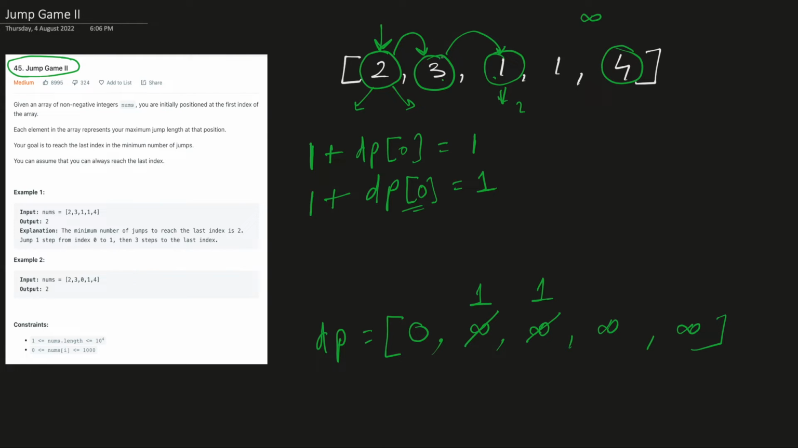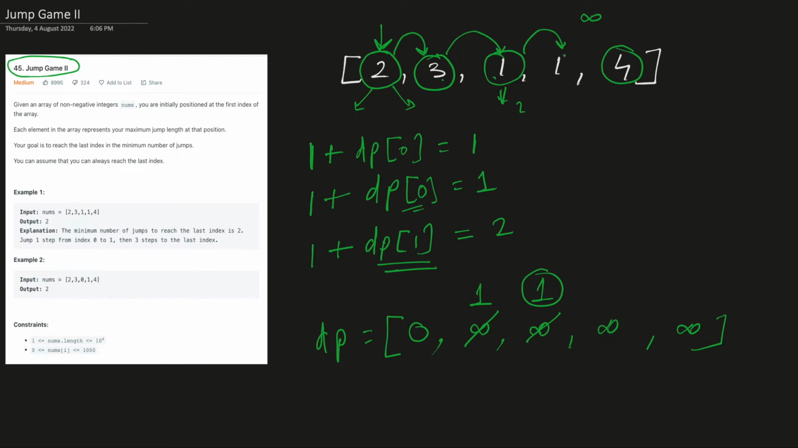Now let's calculate for 3 also. How many jumps are required to reach 1 from 3? That will be 1 plus dp of 1, the minimum number of steps that are required to reach 3. So what is that? That is 1. 1 plus 1 is 2. But we have already stored the minimum, and 2 is greater than 1. So we will not update this. Now let's move ahead.